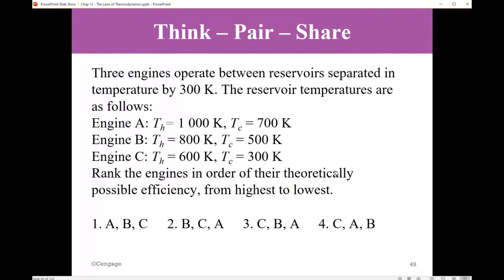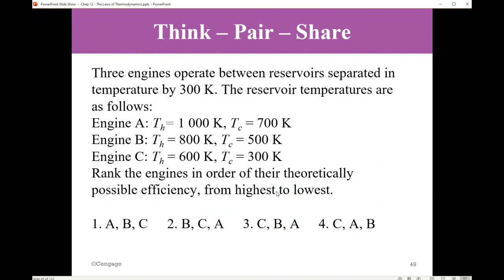3 engines operate between reservoirs separated in temperature by 300 Kelvin. The reservoir temperatures are as follows. For engine A, TH is 1000 and TC is 700 Kelvin. For engine B, TH is 800 Kelvin and TC is 500 Kelvin. For engine C, TH is 600 K and TC is 300 Kelvin. Rank the engines in order of their theoretically possible efficiency from highest to lowest.